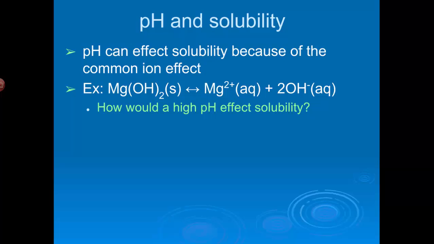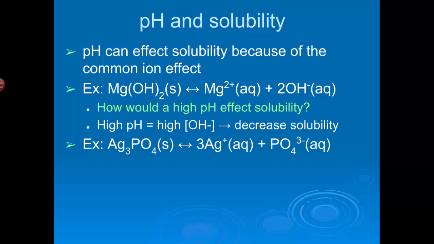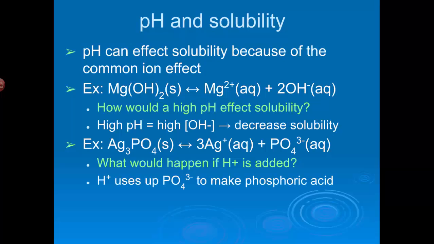What about silver phosphate? That splits into 3 silver ions and 1 phosphate ion. What if you add H+? What is the H+ going to do to this situation? Well, if I add H+, it's going to combine with the phosphate ion to make phosphoric acid, which is a weak acid, which means it prefers to be the molecule H3PO4. So if you use up the phosphate, that's going to remove phosphate from your equilibrium expression, and it's going to cause the equilibrium to shift to the right. And that means more of your silver phosphate will dissolve.